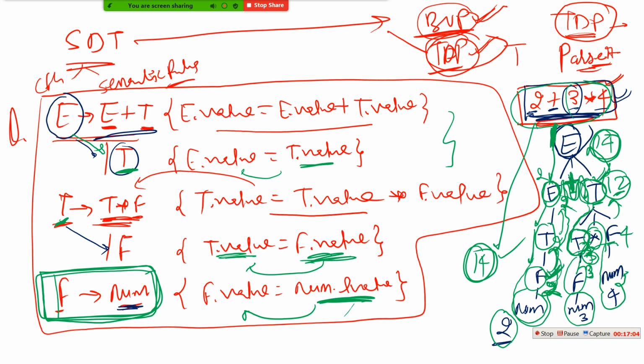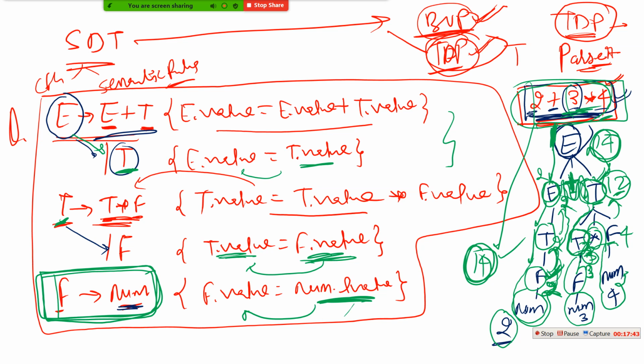But how will the compiler evaluate this? Using semantic analysis, using the semantic tree, I am repeating it again and again, our compiler will generate the value 14 step by step. Guys, is this semantic tree clear to you or not? Please comment in the chat box so that I can discuss it once more if you are not clear with it. This semantic tree of the input string 2 plus 3 into 4, is it clear, guys?